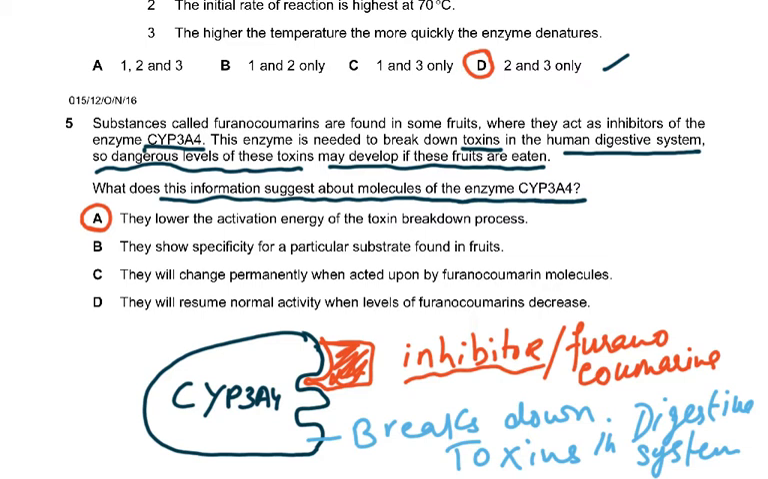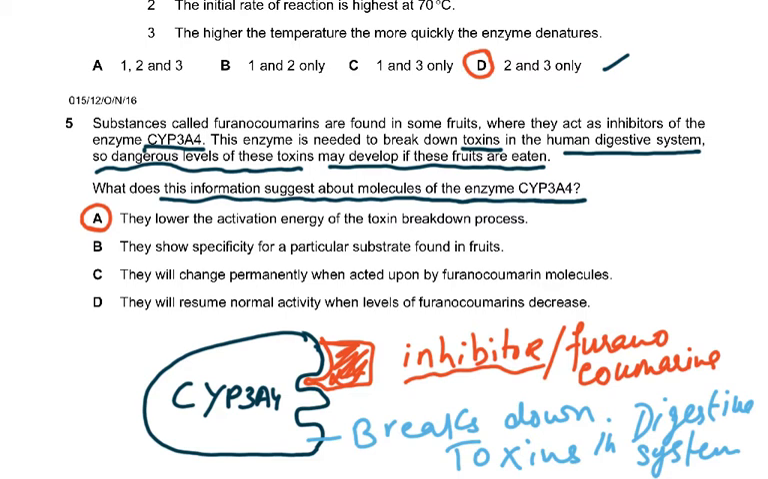So now it says, what does this information suggest about molecules of the enzyme CYP3A4? So they lower the activation energy of the toxin breakdown process. Yeah, naturally, they break down the toxins. So what do enzymes do? They lower the activation energy. So this is how you have to understand how the answer was A.